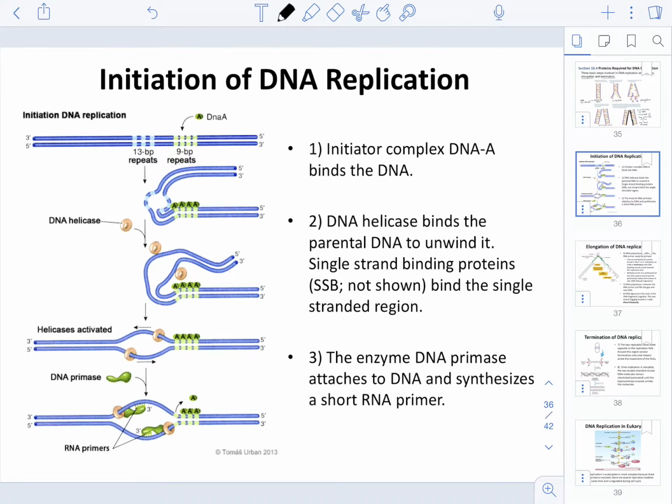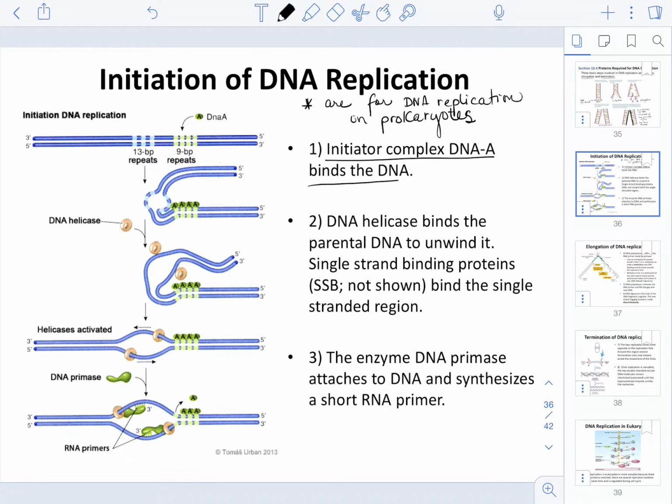So, the following steps of initiation, elongation, and termination are going to be specific for DNA replication in prokaryotes. So I want to make sure that you understand that the following steps are for DNA replication in prokaryotes. So in bacterial cells, the process of replication is initiated by having the initiator complex DnaA bind the DNA.